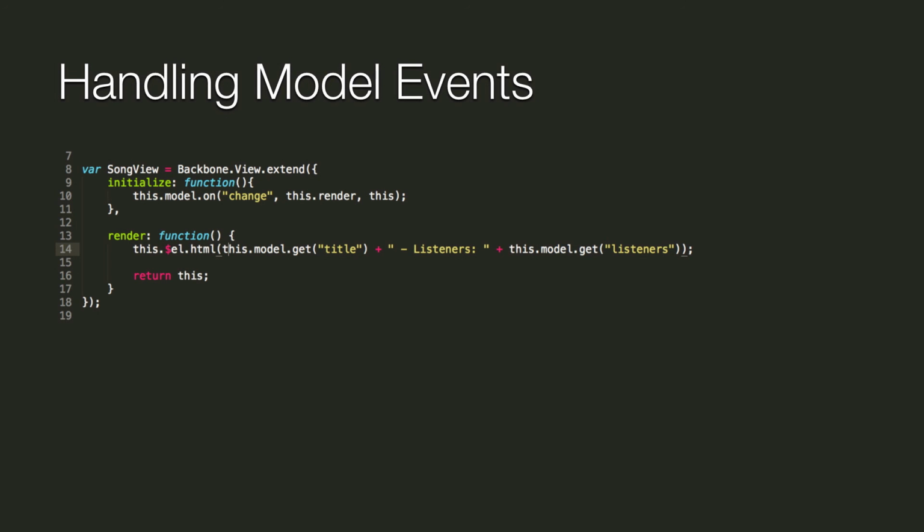So, to handle model events, we use the on method to register handlers for them. Backbone models raise a change event when the state of a model is changed. In the next lecture, we'll cover how to respond to the events raised by Backbone collections.